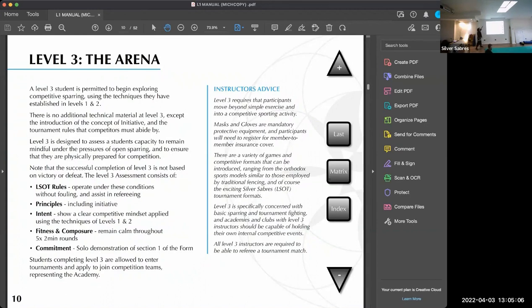Watch, right? A level 3 student is permitted to begin exploring competitive sparring using the techniques they have established in levels 1 and 2. There is no additional technical material at level 3 except the introduction of the concept of initiative and the tournament rules that competitors must abide by. No new content. Level 3 is designed to assess a student's capacity to remain mindful under the pressures of open sparring and to ensure that they are physically prepared for competition.